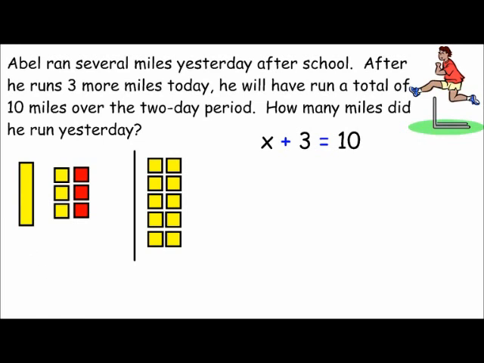But before we go any further, we need to also add 3 red tiles to the right side of the equation. Because whatever we do to the left side of the equation, we must also do to the right side of the equation. We've got to keep it balanced.